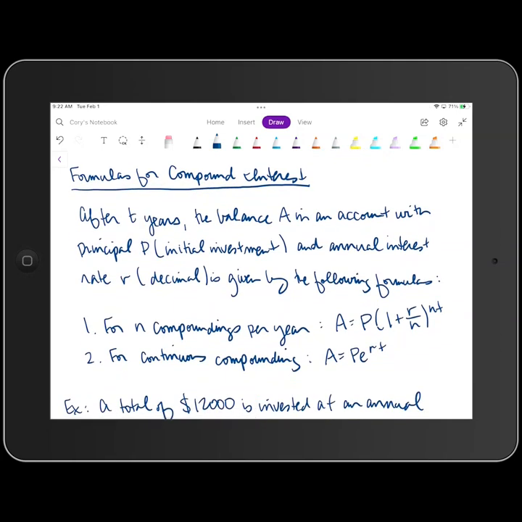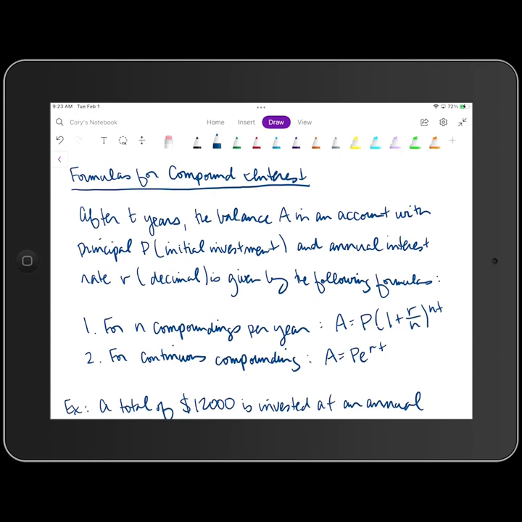Okay, last thing we're going to look at is an application of exponential functions, and we're going to do some more stuff with this at the very end of this unit, but I like introducing this early on. We're going to look at two formulas that we have for compound interest. Okay, so after t years, the balance A in an account with principal P. So when we say principal, that refers to the initial investment amount, and annual interest rate R.